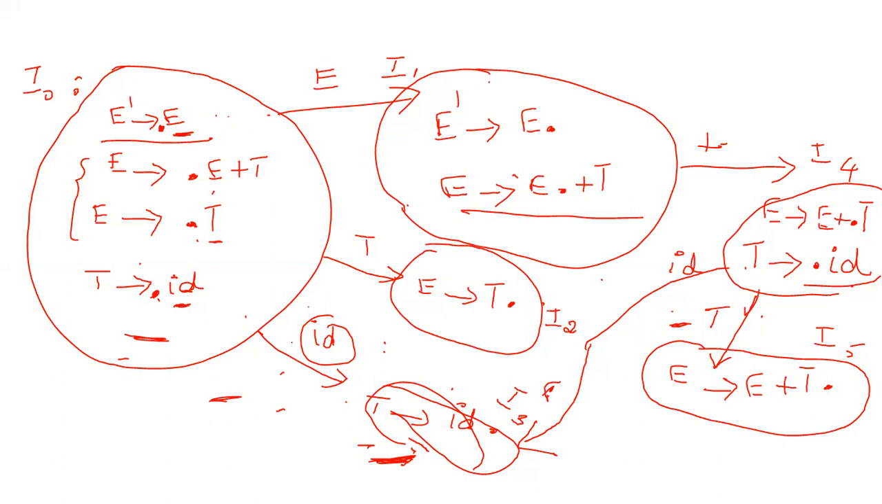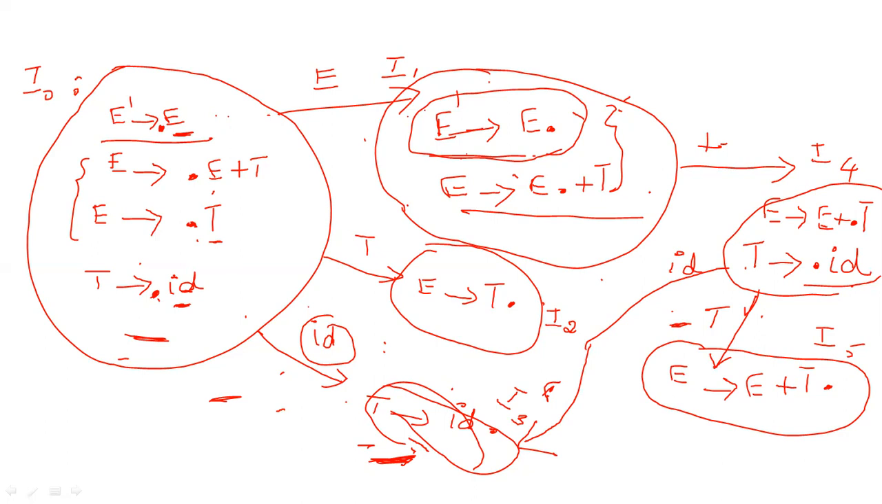Here, see the I1 state. I1 consists of two productions. One is E dash implies E dot, another one is E implies E dot plus T. See here, the first production is a completed one, right? And here the E dash is nothing but the augmented grammar. So for the augmented grammar, what should I write? Okay, leave it first. First we won't take the start symbol, that is the augmented grammar, into consideration. Leave it. I'll tell you at the last.